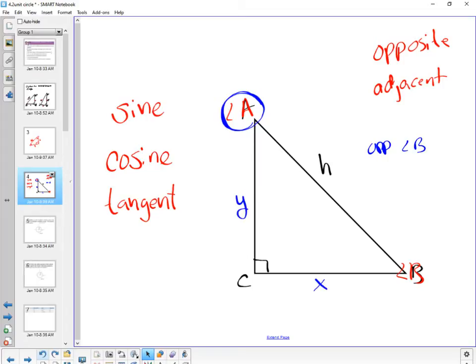So here's what you need to know about these guys. Sine, the ratio for sine is the opposite side divided by the hypotenuse. Okay? The ratio of the sine is simply the opposite side divided by the hypotenuse.